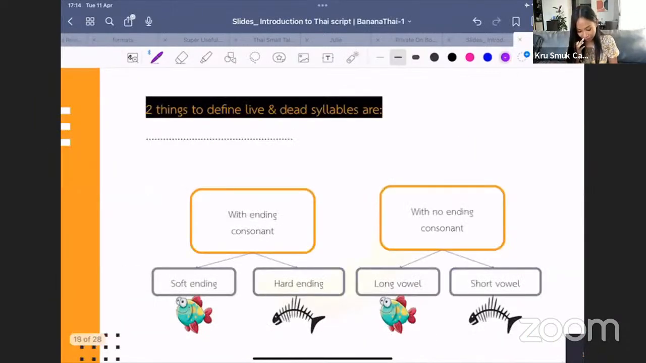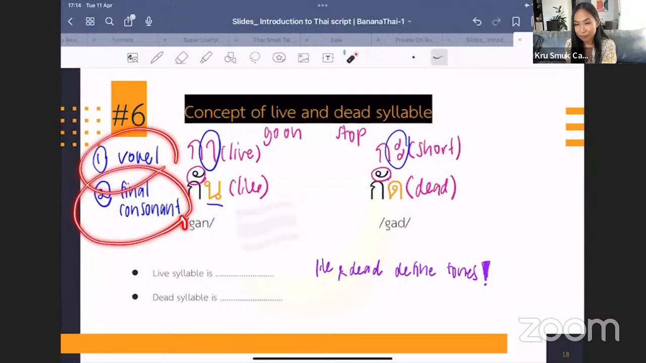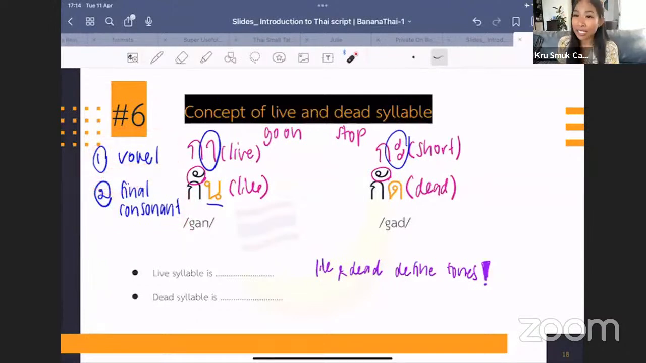And going on here, as I mentioned, there are two things that define it, just to review again. First one is the vowel, and second one is the final consonant or ending consonant. But when you want to look at it, try to find the ending consonant first. Okay. For example, these two words don't have an ending consonant, then you can skip the ending consonant and think about the vowel.